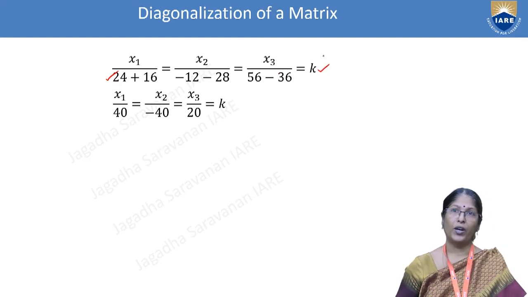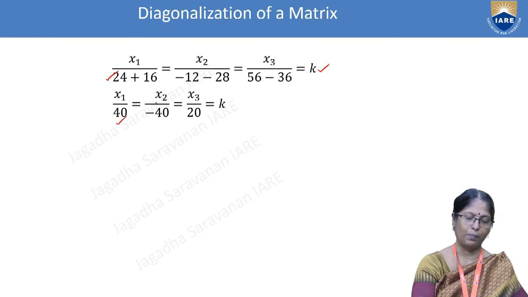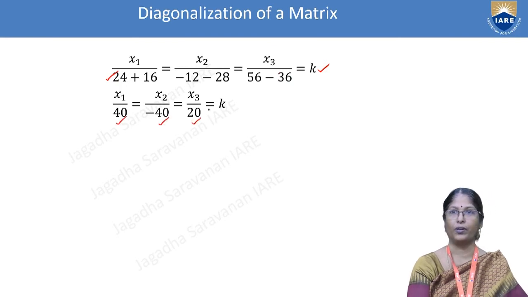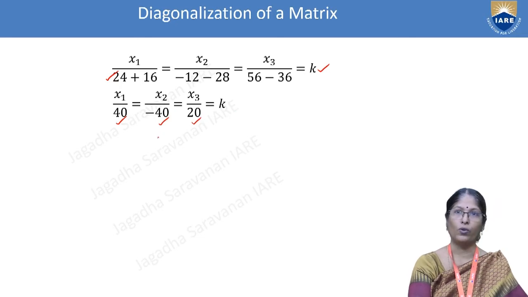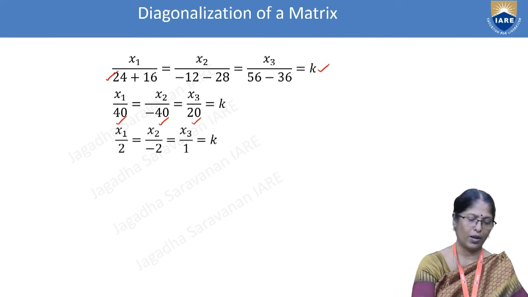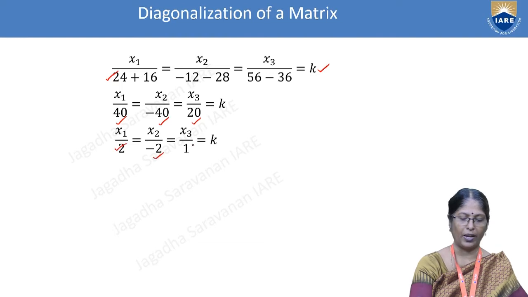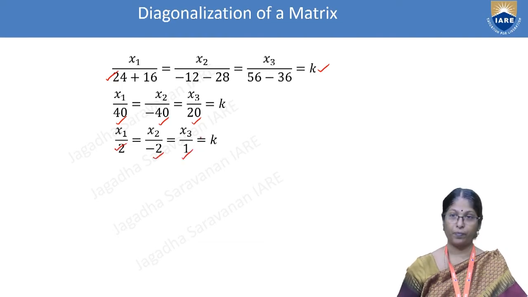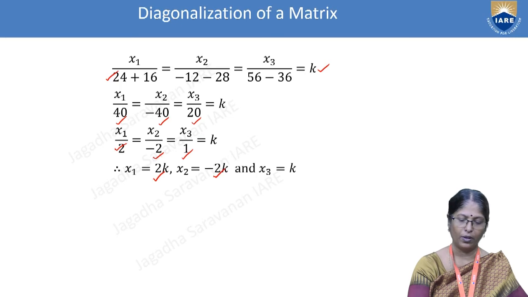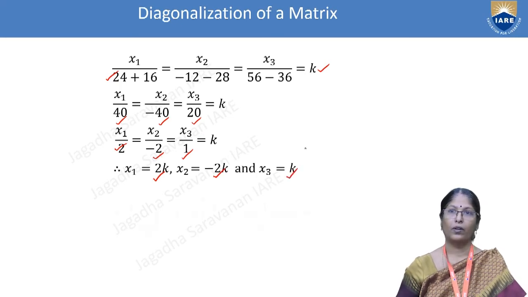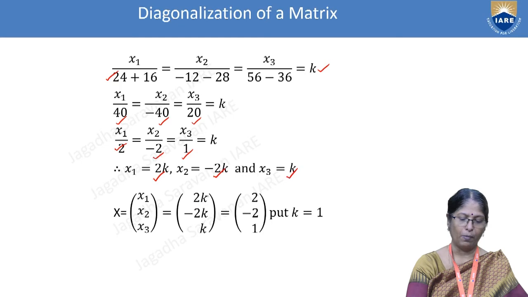Now 24 plus 16, just the simplification, is 40, minus 40, and 20 equals k. Throughout, the common factor is 20. It is divided, we got x1 by 2, x2 by minus 2 and x3 by 1 equals k. So x1 equals 2k, x2 equals minus 2k, x3 equals k. So 2k, minus 2k, k. So k equals 1.